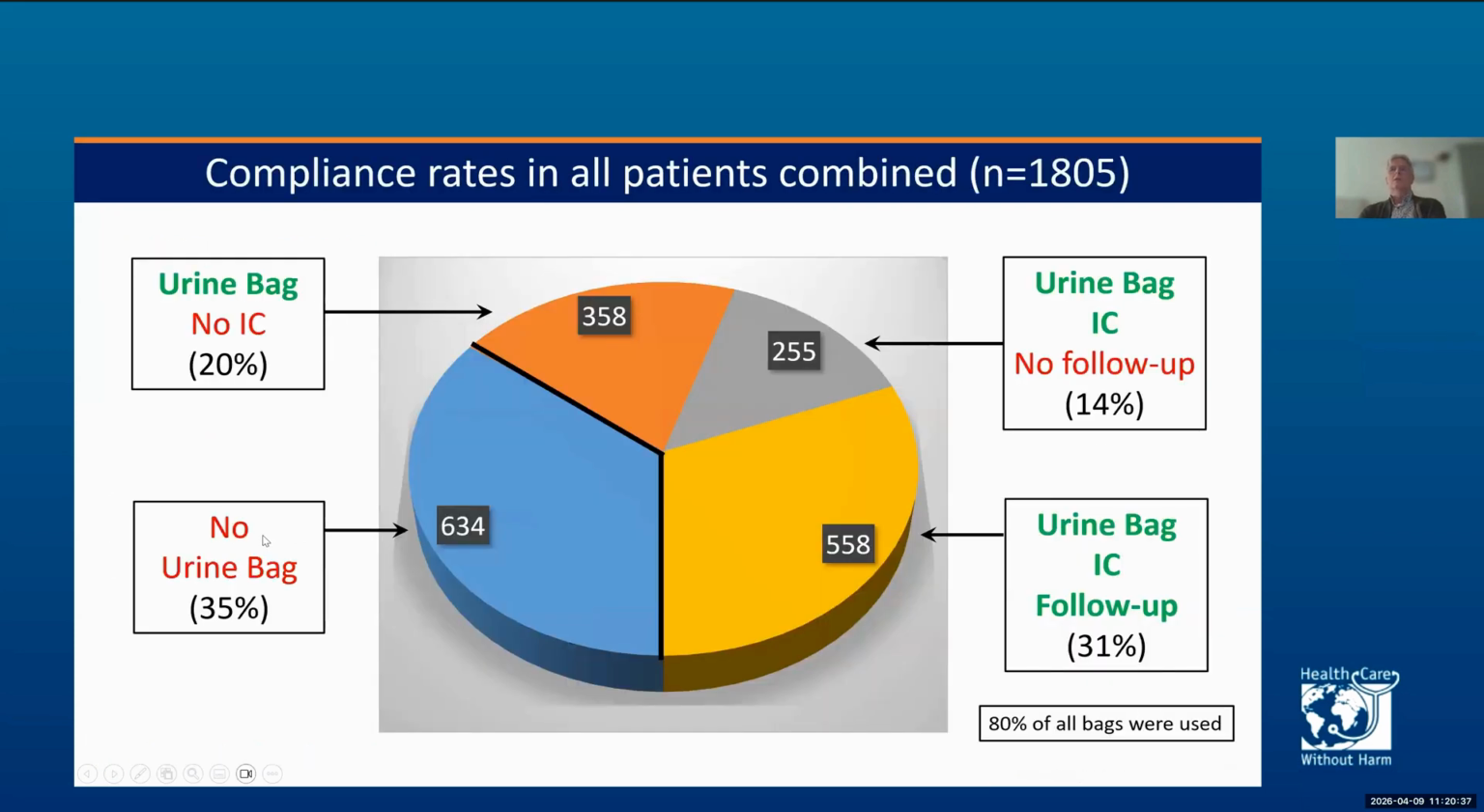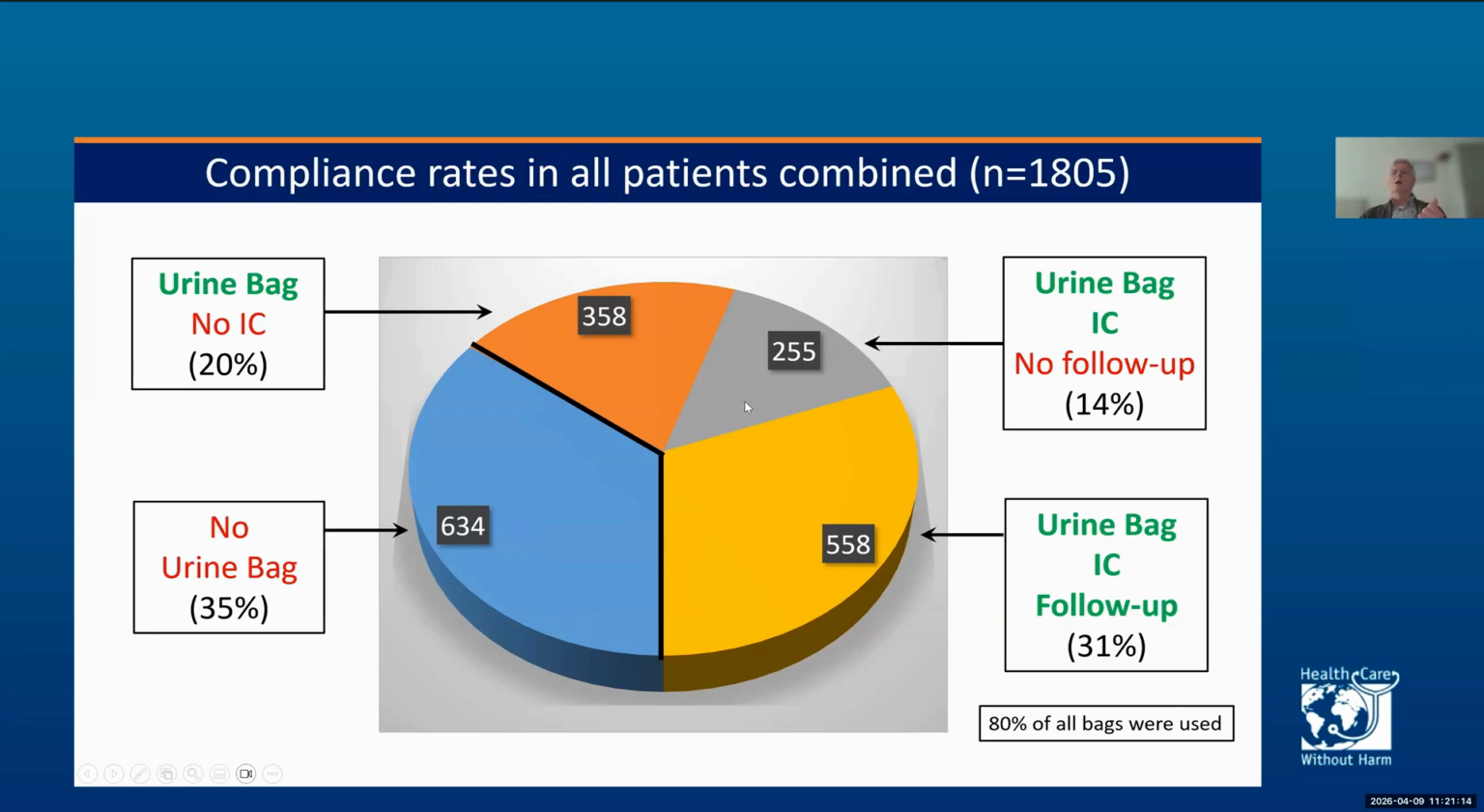This just shows how many patients were included. We had 1,805 patients included. And in about 2/3 of all these patients, we could hand out the urine bag. So for 1/3 it wasn't possible. They were too sick, had hearing problems, language problems, were not interested, etc. In this group, we could hand out a urine bag, but they did not complete their informed consent, so we could not phone them.